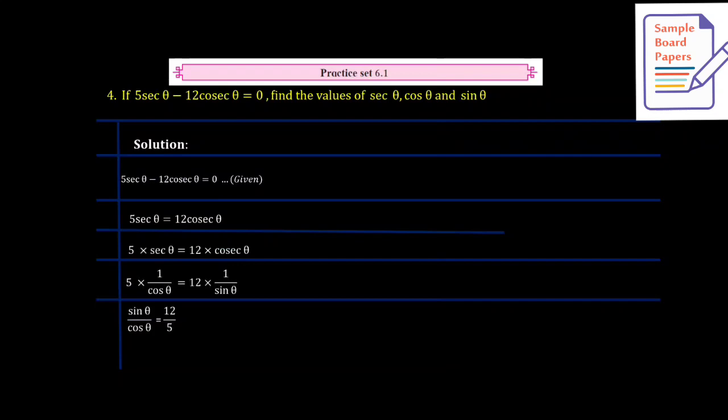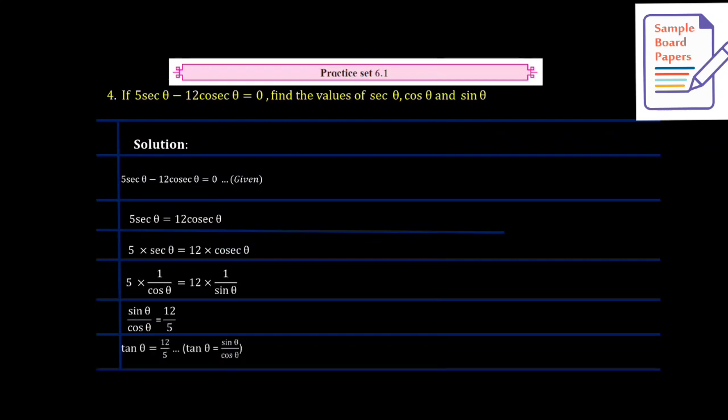Hope you all understood this step. Sin upon cos equals 12 upon 5. Next step. Now sin upon cos is the formula of what? Yes, very good. Sin upon cos is the formula of tan. So in place of sin upon cos, we can substitute tan here. So tan theta is 12 by 5. So we have got at least one trigonometric ratio here. Now with the help of this, we can find out the remaining ones.